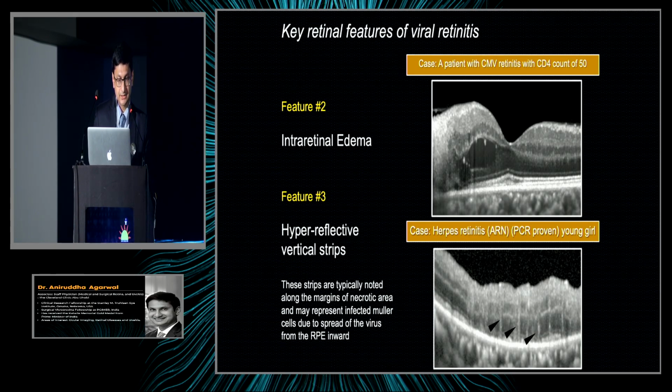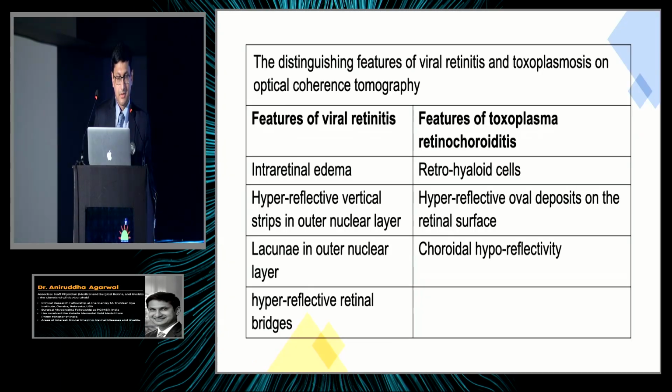This is another patient here. These are two patients. One is a patient of CMV retinitis with HIV, and the other is a patient of herpetic retinitis. You find these vertical strips, and you might have an intraretinal edema, but none of these features are really pathognomonic. But we found that there are some features which can help you. So intraretinal edema can actually help you. This is more common in viral retinitis. I haven't seen this in toxoplasma.